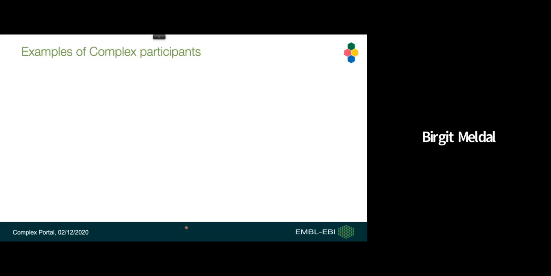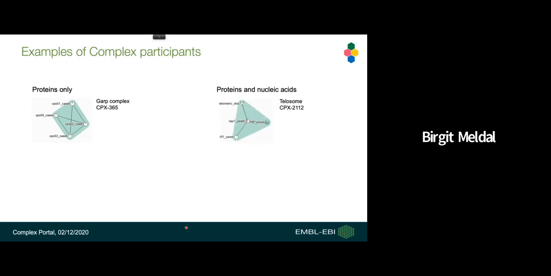So here are some examples. The GARB complex in C. elegans is just made up out of 4 different proteins, whilst the telosome in yeast contains the telomeric DNA. The other 3 proteins do not form a complex without the DNA they bind to. And the Cry1per2 complex in mouse contains the zinc ion as a cofactor.